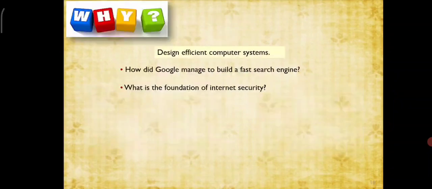Why do we need discrete mathematics? How does Google search so fast? The internet, how they are connecting, comes under graph theory. How we are connecting is very important. Only then can you take the data very fast. That is designing the computer system. How they are designing the computer system efficiently.